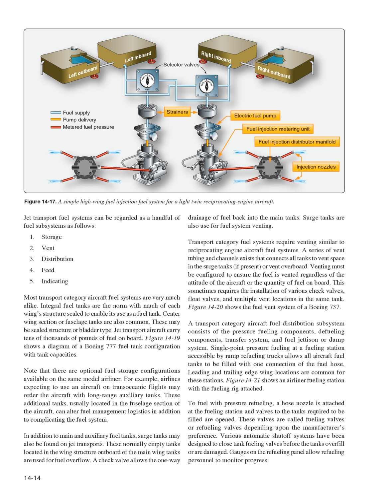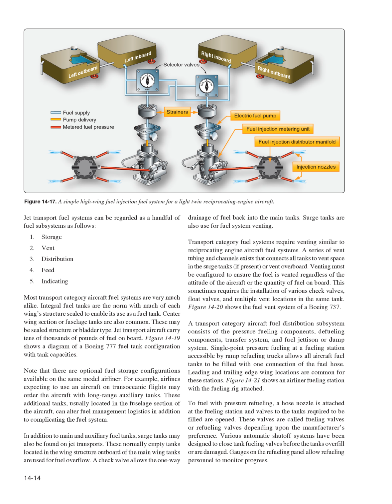A transport category aircraft fuel distribution subsystem consists of the pressure fueling components, defueling components, transfer system, and fuel jettison or dump system. Single-point pressure fueling at a fueling station accessible by ramp refueling trucks allows all aircraft fuel tanks to be filled with one connection of the fuel hose. Leading and trailing edge wing locations are common for these stations.